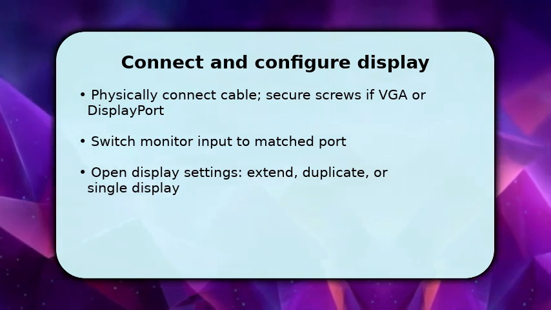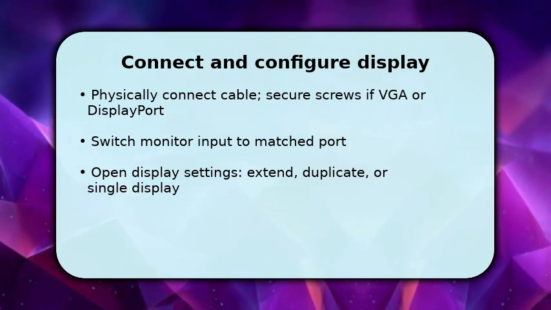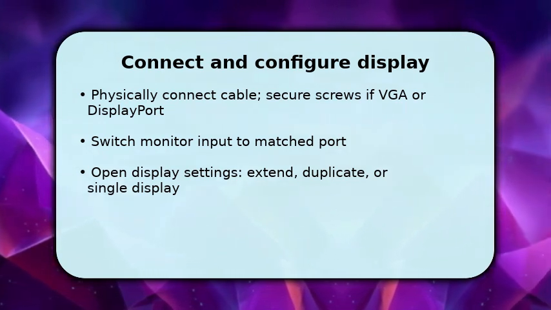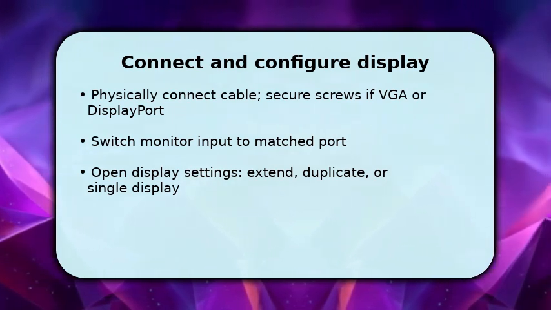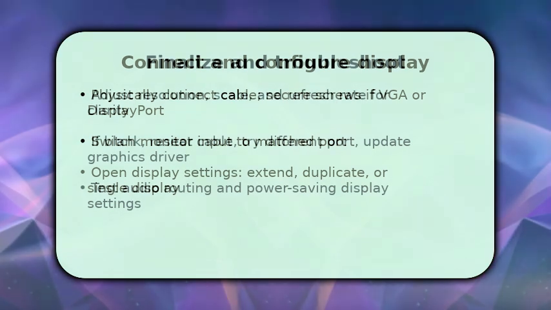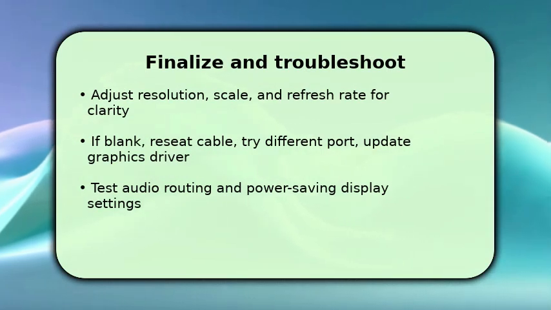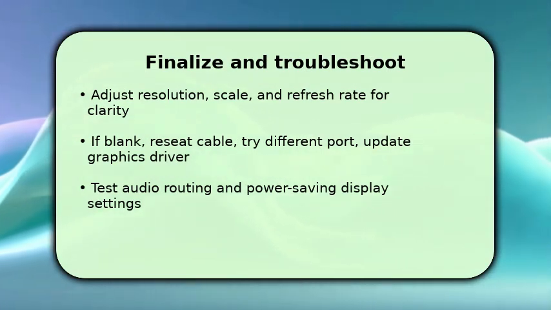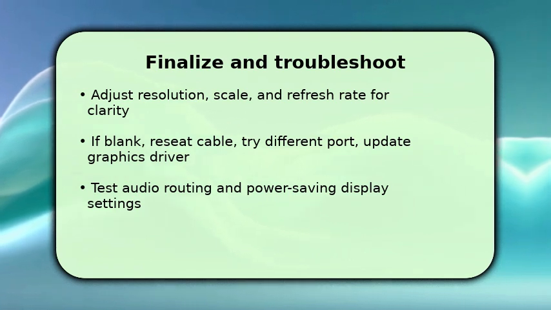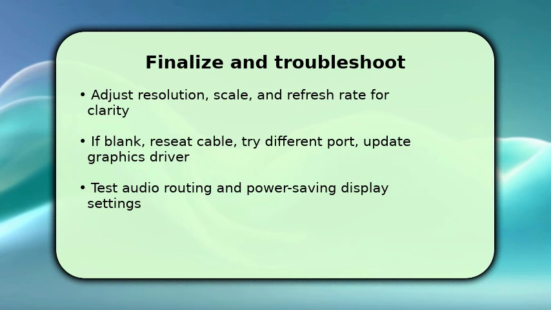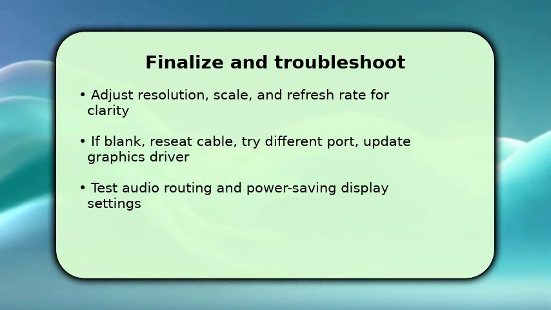Choose Extend or Duplicate according to your workflow, adjust resolution and orientation, and set scaling. These steps ensure the image is crisp and positioned where you expect it to be. Finish by fine-tuning resolution, scaling, and refresh rate to match the monitor's native specs so text and images are sharp. Check audio output if the monitor has speakers and configure power settings to prevent unwanted sleep.